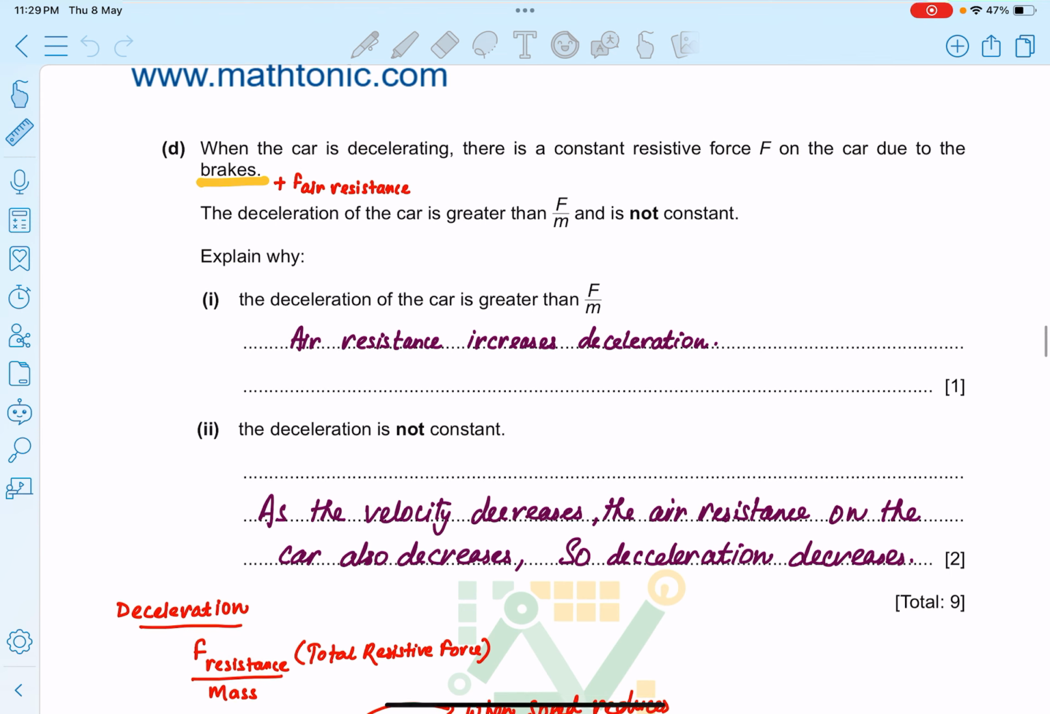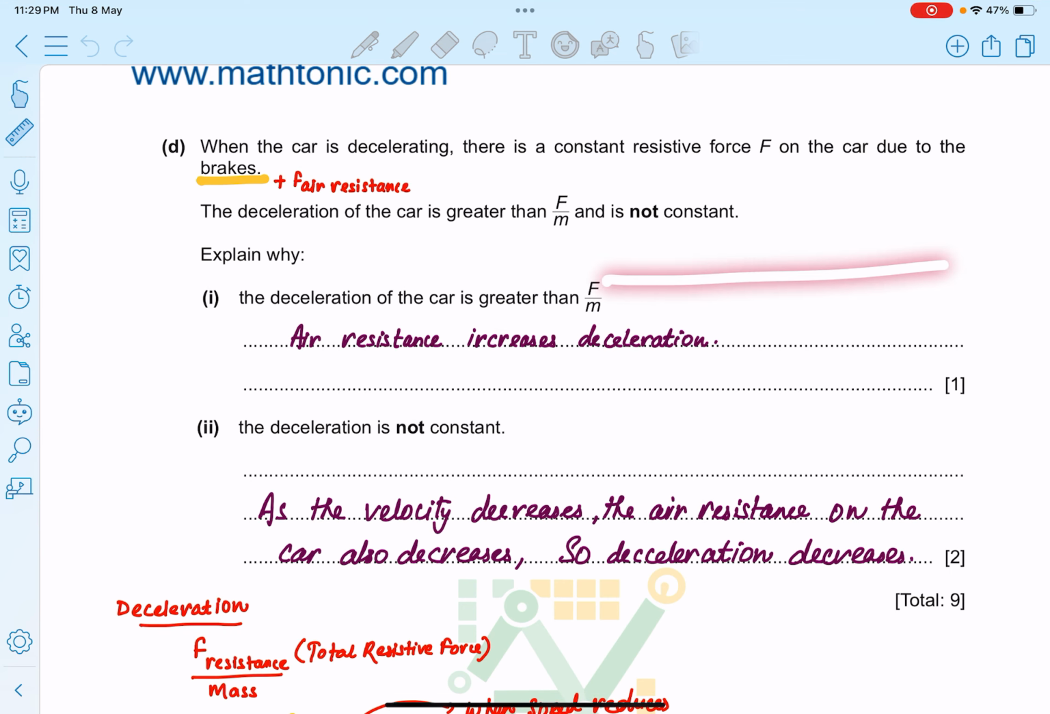Why? Because when you increase the speed of the car, air resistance also increases, yes or no? So when you decrease the velocity, air resistance also decreases. That's why your deceleration also decreases. So that's why deceleration is not constant.